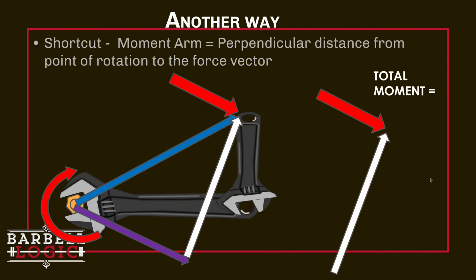There is another way to do it. You can figure out the perpendicular distance from the point of rotation to the force vector. So you extend the line down here parallel to your force until you get to the point of rotation, and then you draw this line here. Okay? That would give you the total moment as well.